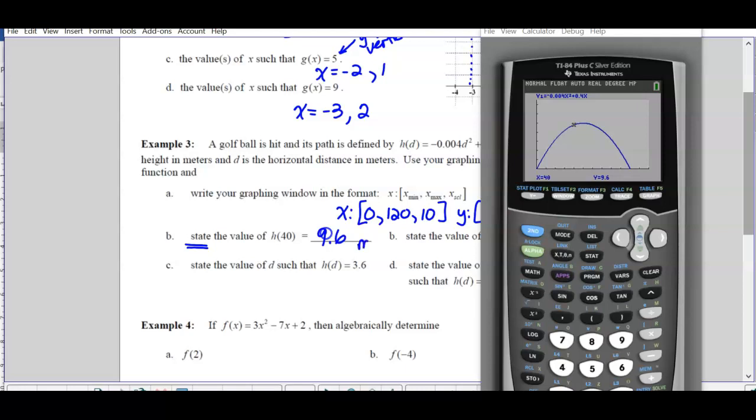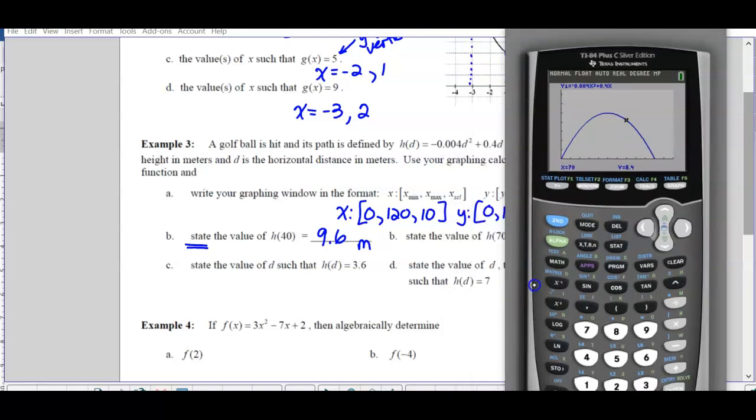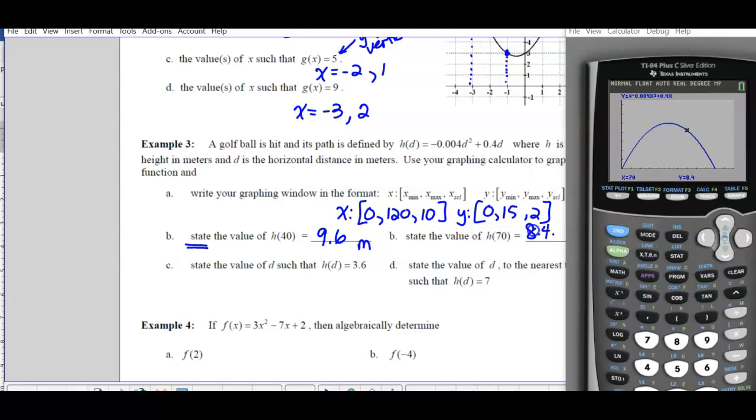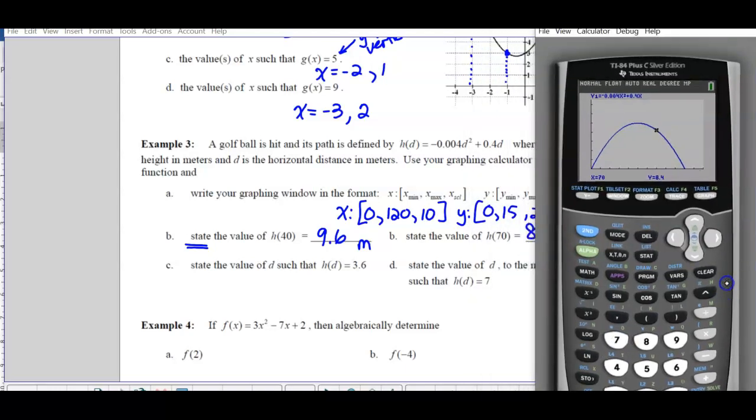Okay, and that's vertical height in meters. Value for height after 70, so you're in trace. Punch in 70, it goes to x equals 70, and that's 8.4. Another thing you can also do, it takes longer, but you can go second trace, and the first thing there is value, and it will actually prompt you x equals 70. Okay, but I find it easier just to be in trace mode.